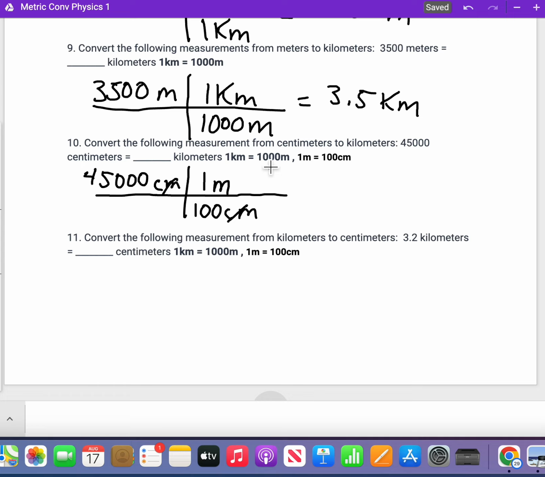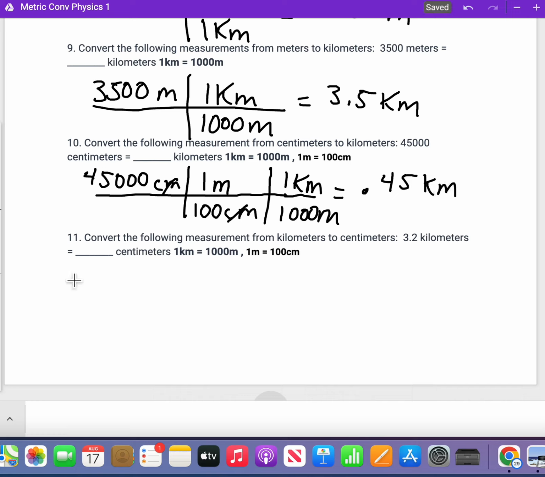So we just keep on going. And if we have meters here, we got to have meters here. But we don't want to go back to centimeters. We want to go to kilometers. So we just put the second conversion factor right there. And then we take 45,000 times 1 times 1 divided by 100 divided by 1,000. And so that's going to equal, if I did my math right, 0.45 kilometers.